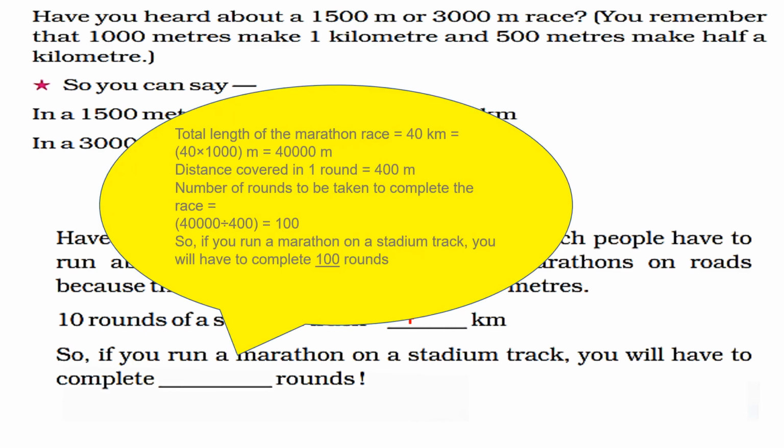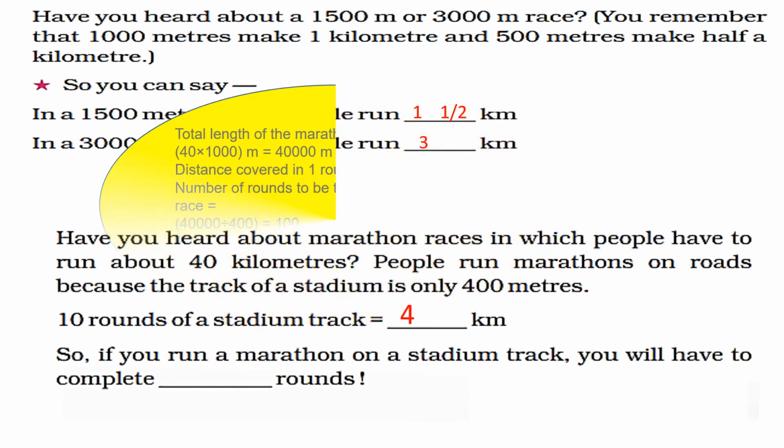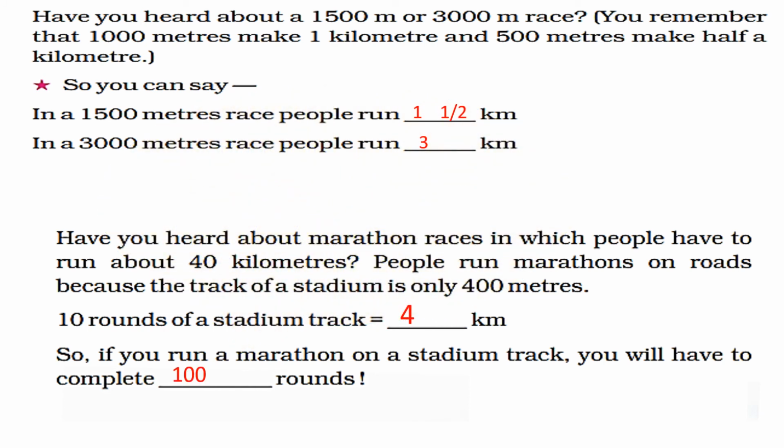So children, we know total length of a marathon race is 40 kilometers, which means 40,000 meters when we multiply 40 with 1000. And distance covered in one round of a stadium is 400 meters. So when we need to find out number of rounds, we will have to divide 40,000 with 400 and we will get 100. So if you run a marathon on a stadium track, you will have to complete 100 rounds. Isn't it interesting?